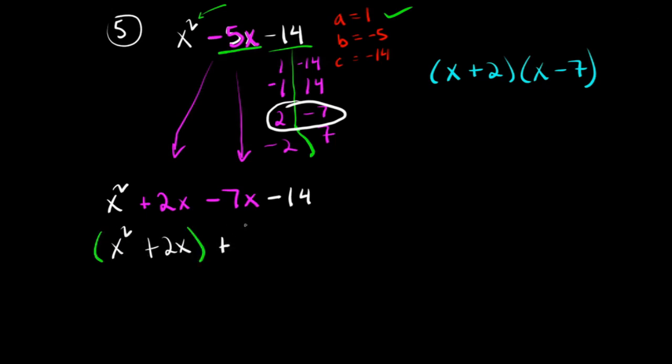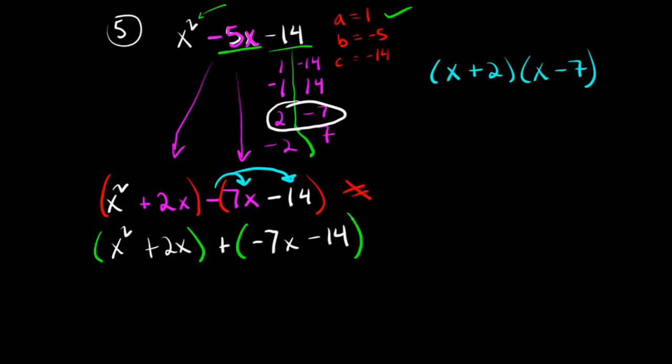So you have to be really careful here. Notice that I did not just put parentheses around the x squared plus 2x and around the negative 7x minus 14. If I do this, well, now this negative is distributed to both the 7x and the negative 14. So that's not the same thing. I cannot do this. So what I do is I write a plus sign and keep that negative with the 7x. And that keeps me from making this error. So next I'm going to take out an x from both terms in my first group. I have x squared and 2x.